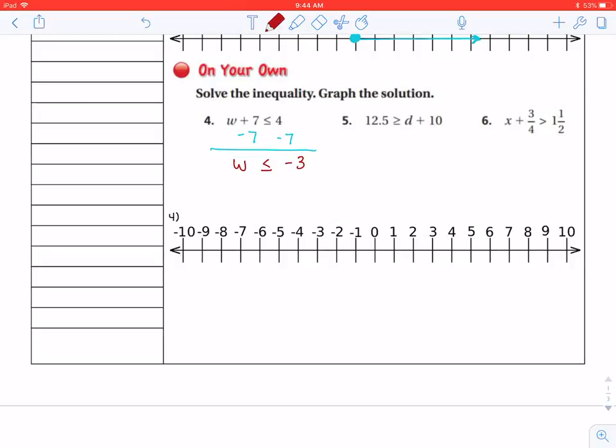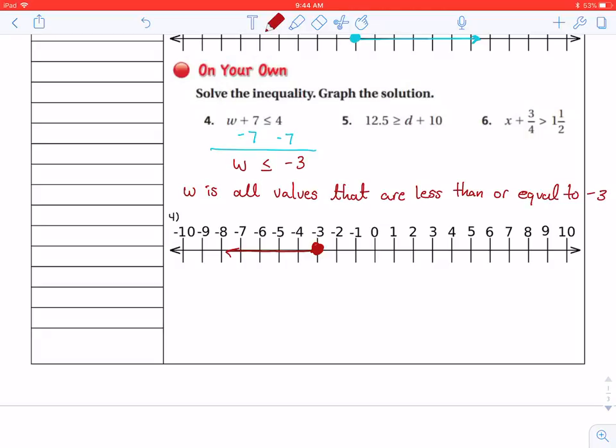So W is less than or equal to negative 3, or in other words, W is all values, please write this down, all values that are less than or equal to negative 3. W is all values that are less than or equal to negative 3. So if W can be negative 3, I'm going to use a closed circle at negative 3. And then W is all values less than negative 3. So that's going to be going in this left direction.